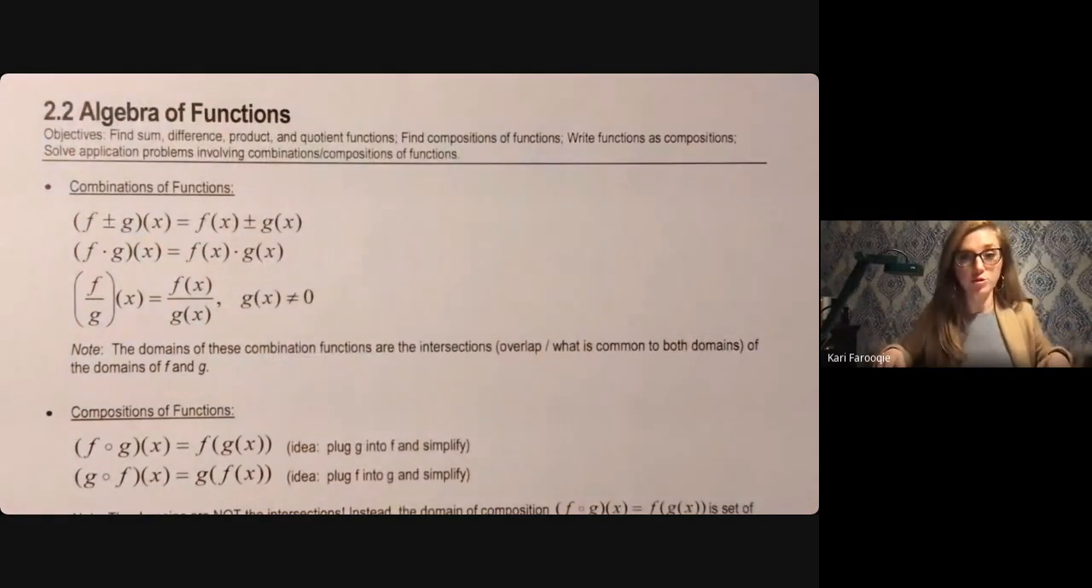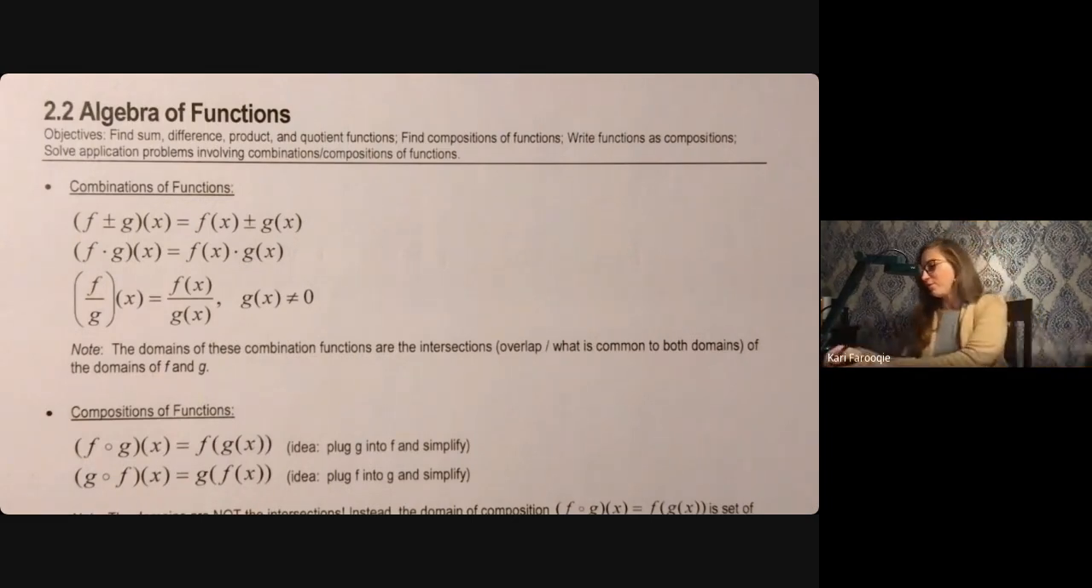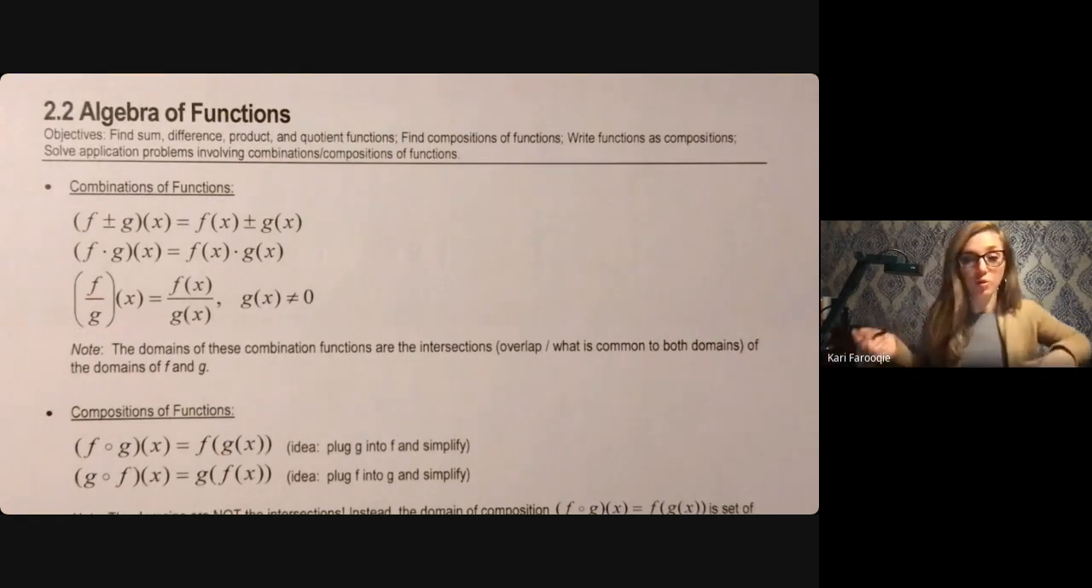Okay, 2.2 is about the algebra of functions. So again, we're still just reviewing some algebra techniques here that you saw probably in college algebra, and some of these you saw way back when in Algebra 1, intermediate, beginning, whatever that was for you. So we're going to talk about combining functions today, composing functions.